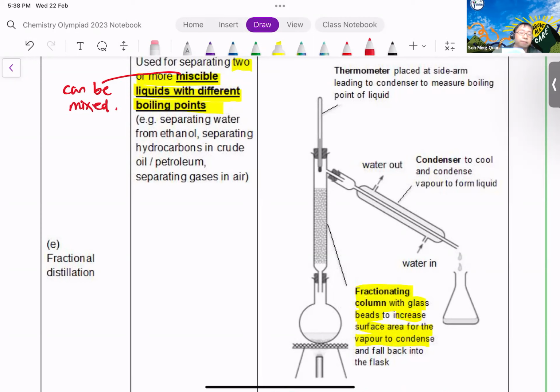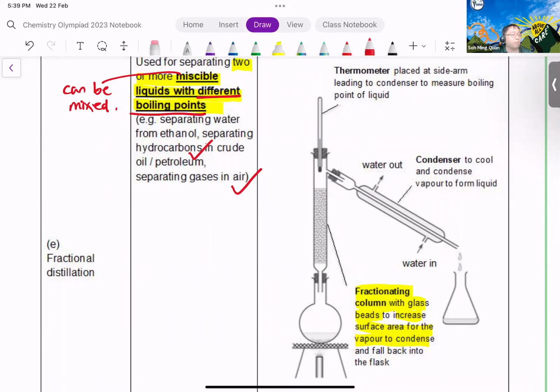They are immiscible. So when do we use fractional distillation? Whenever we want to separate two or more miscible liquids and they must have different boiling points. This is crucial. So when do we use it? We use it to separate gases in air. Air contains nitrogen, oxygen, argon. We can also separate the components of crude oil. In one of the training sessions, we will do introduction to organic chem, where we will bring you through how we separate crude oil into various organic compounds. And the method is fractional distillation.